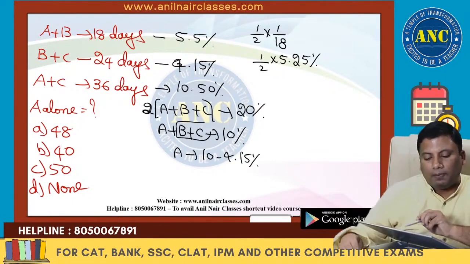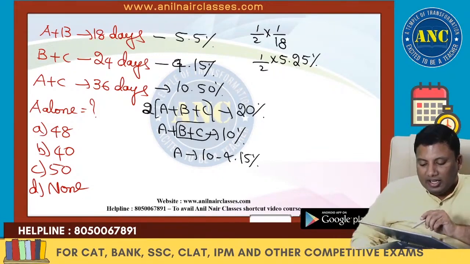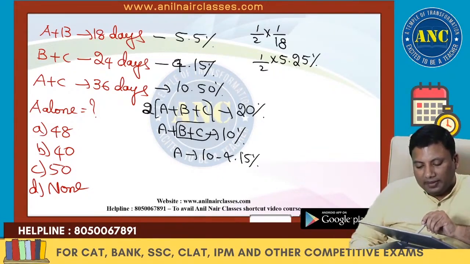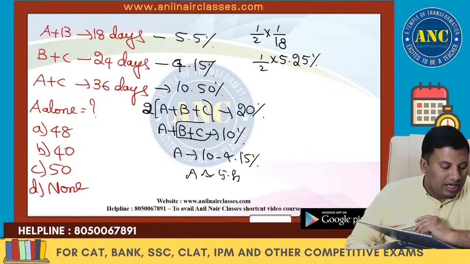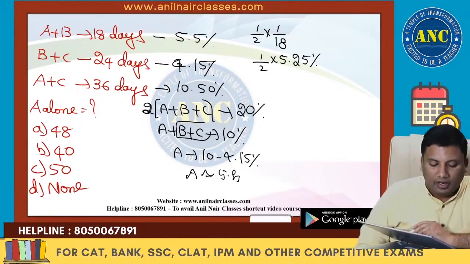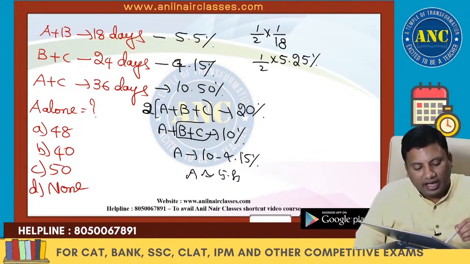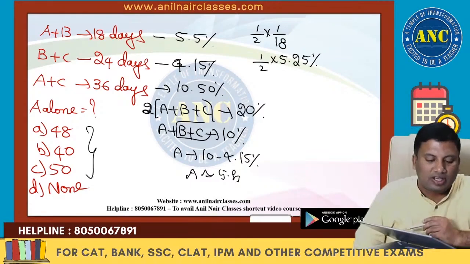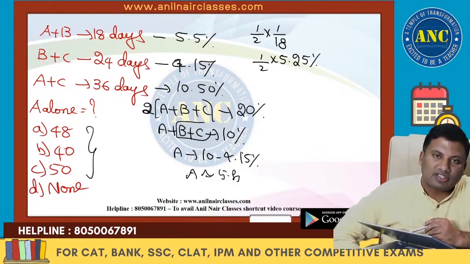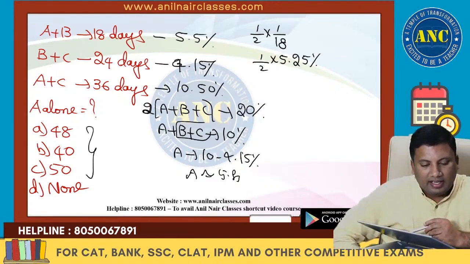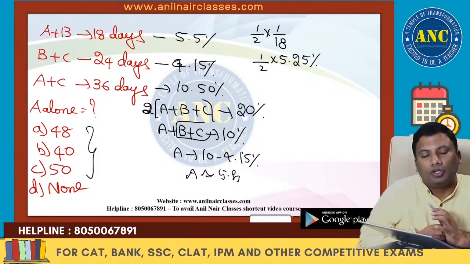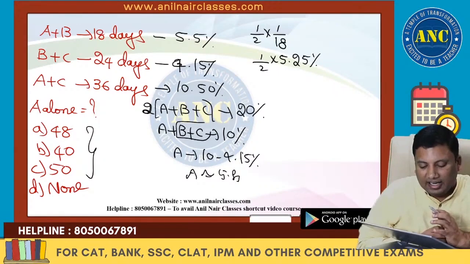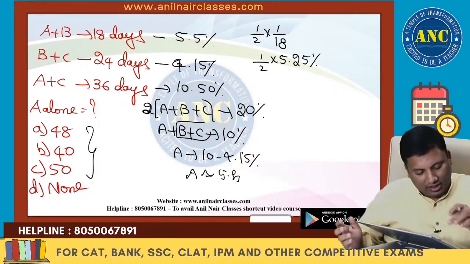2 into A plus B plus C is 20. A plus B plus C, and B plus C is 4.15. A should be around 5 point something. Check it out with the answer options, whichever is matching, that itself is the answer. I hope the idea is clear, right? Go with the answer option.